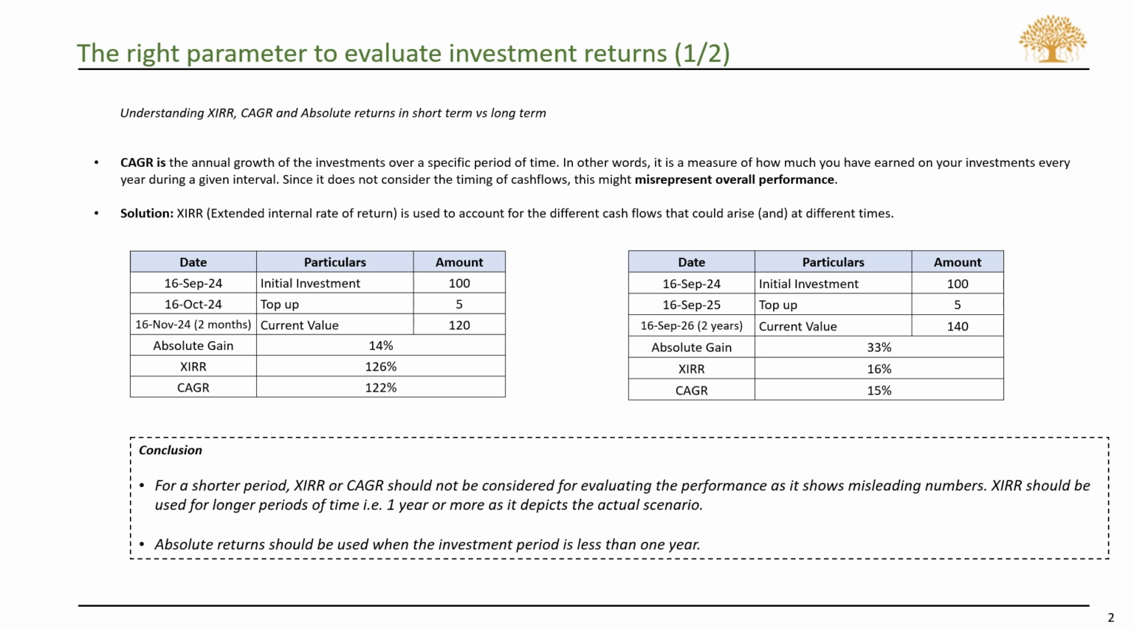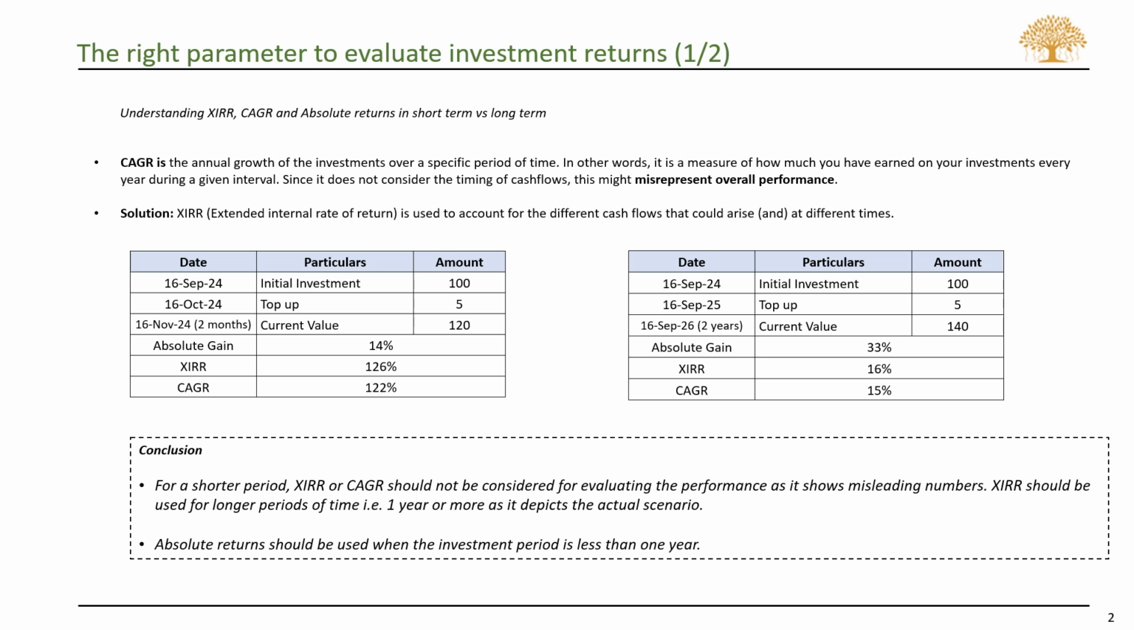If you look at the second table, the initial investment is in September 2024 and there's a top up of 5 rupees after 1 year, and we are looking at the current value after 2 years, that is in September 2026, which stands at 140 rupees. In this scenario, the absolute gain is 33%, whereas the XIRR and the CAGR look much more normalized at 16% and 15%.